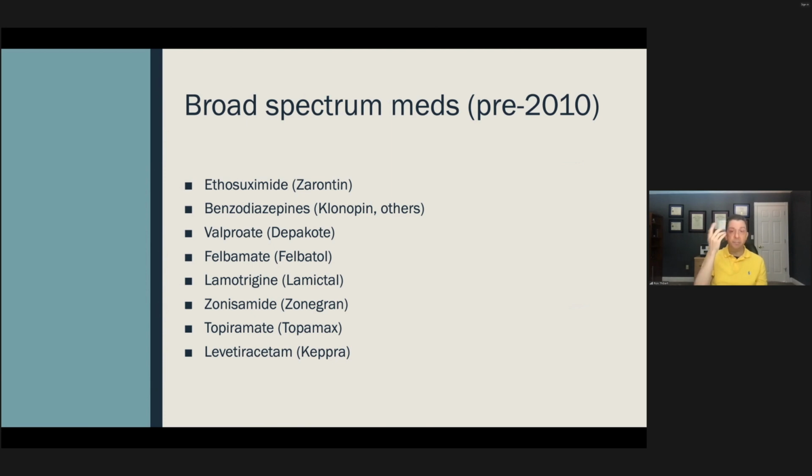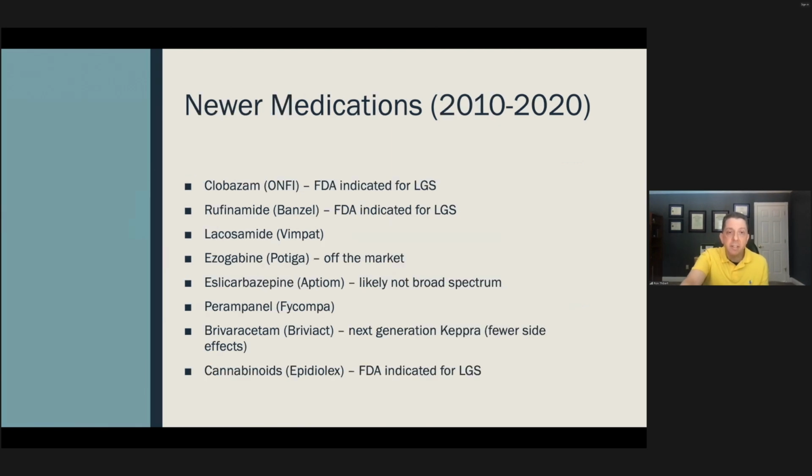And so when we were starting the clinic, this is kind of what we had. We had the ones on the other page, and then we had these, the succinimide, an old medicine that's good for absence, but that's kind of its main use. Klonopin and some of the older benzos are great for rescue, but not so great for everyday use. Depakote has a lot of side effects. Felbatol requires a ton of blood. So we had these other ones that were kind of the main seizure medicines, and they all work really well. But in the last 10 plus years, a whole bunch of new broad spectrum medicines have come out.